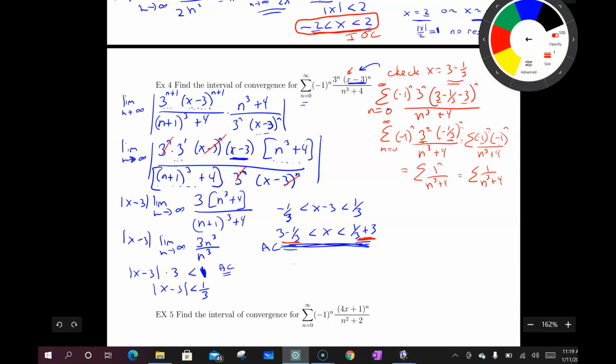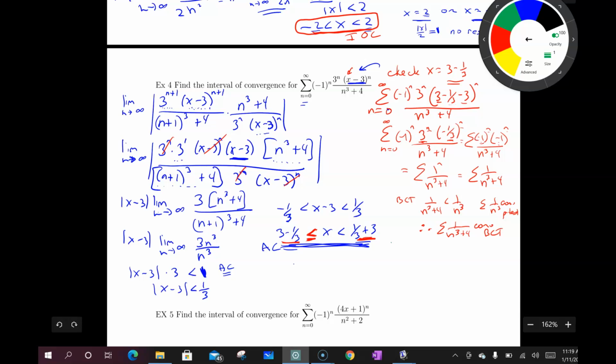Okay, so I need to figure out if this converges or diverges. Since it's positive, I can use my basic comparison test. That's smaller than 1 over n cubed. 1 over n cubed converges by the p-test. So therefore, I know that 1 over n cubed plus 4 converges by basic comparison test. So what that means is I can include this point, right? So put the equal sign there.